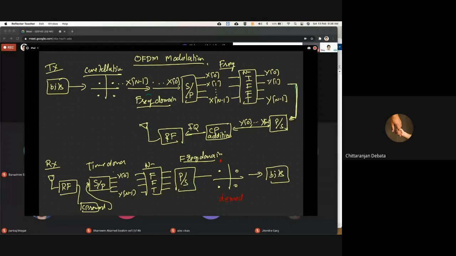It's just a convention. In MATLAB and other tools, if you replace IFFT by FFT, nothing is going to happen. It's going to work. Okay, sir. IFFT and FFT are opposite to each other. That's the main thing in this whole chain, the receiver and transmitter chain.